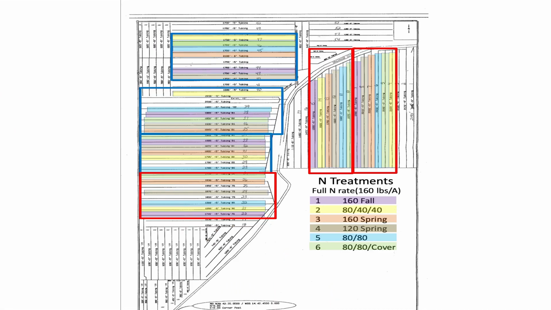And briefly, the 6 treatments are as well. We put all of the nitrogen on in the fall versus a 3-way split, half in the fall, 25% at planting, 25% side dress, and then all of the nitrogen in the spring, a 75% rate, where it's 120 pounds, 160 pounds our full rate. Then we have these 2 50-50 splits, where half applied in the spring and half side dress. It's an early side dress. And one has a cover crop and the other one doesn't.